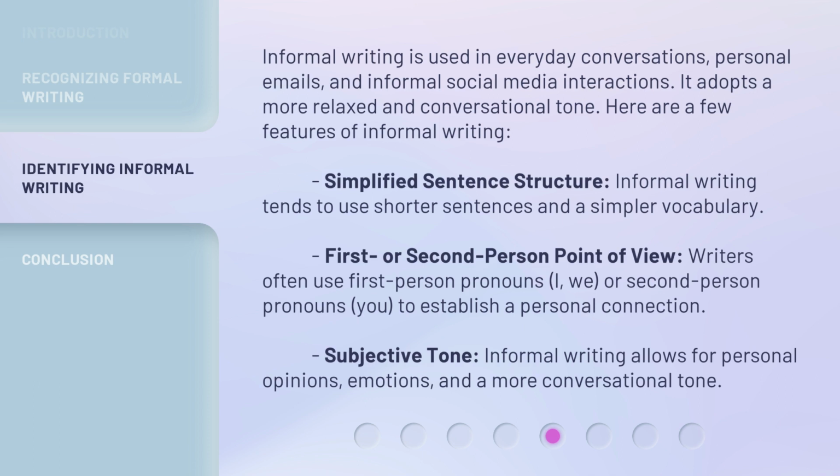Simplified sentence structure. Informal writing tends to use shorter sentences and a simpler vocabulary. First or second-person point of view. Writers often use first-person pronouns, I, we, or second-person pronouns, you, to establish a personal connection. Subjective tone. Informal writing allows for personal opinions, emotions, and a more conversational tone.